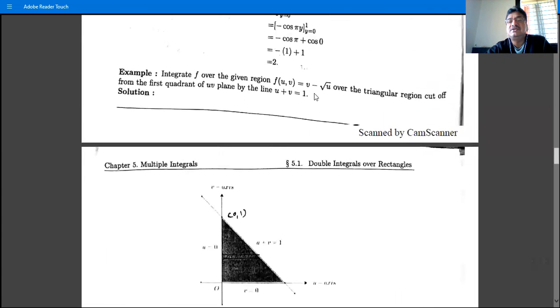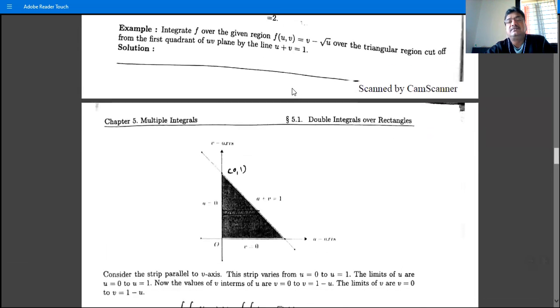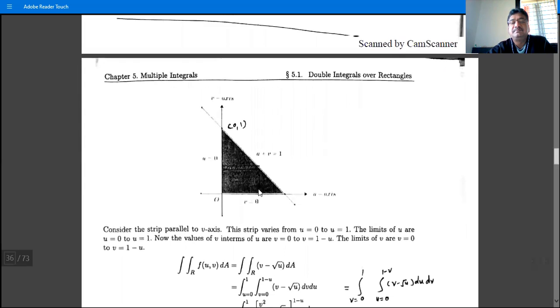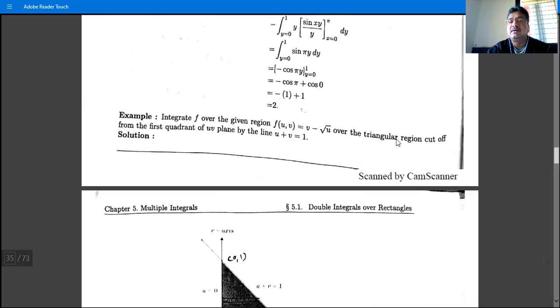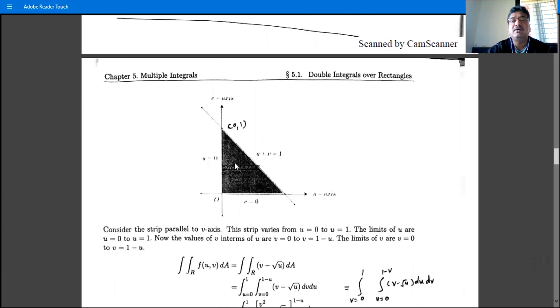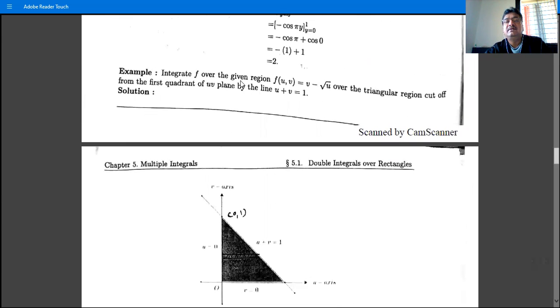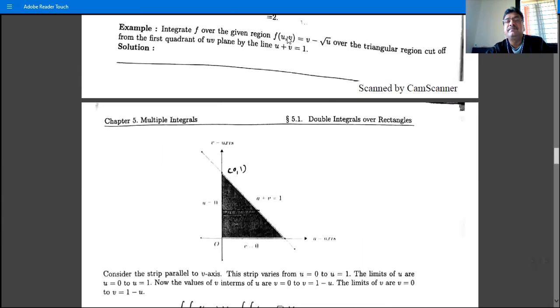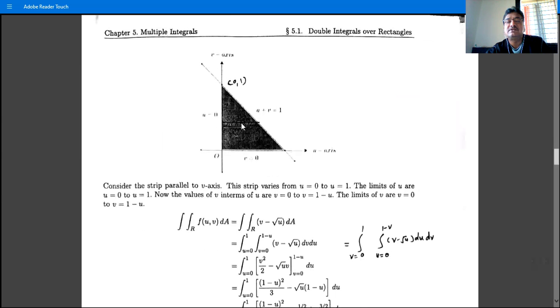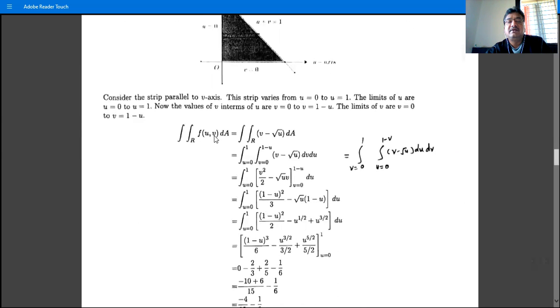Here the notations are just replaced. x and y are replaced by u and v, so consider u as x and v as y and solve the problem. This is the triangular region cut off from the first quadrant. This is the first quadrant, okay? And we have to integrate f over the region, so we have to integrate this f of u v over this region R. Suppose this shaded region is R.